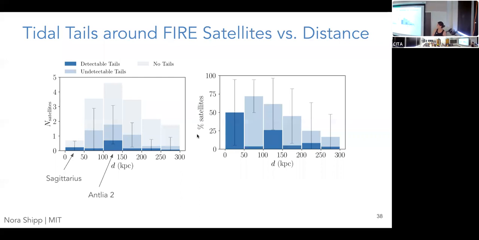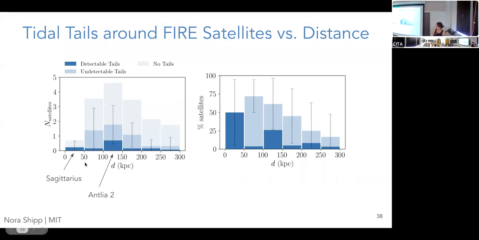Here on the right, it's the same thing, but looking at the fraction of the total satellite population in each distance bin. I think it's interesting here that you can see there's actually a very large fraction predicted by FIRE that would have undetectable tidal tails. So this means that FIRE is suggesting that many of the satellites between 50 and 200 kiloparsecs are predicted to have tidal tails that are just very low surface brightness, with a significant amount of scatter.